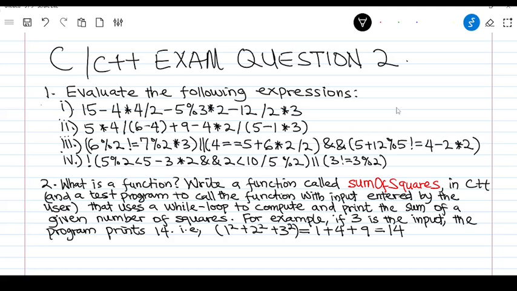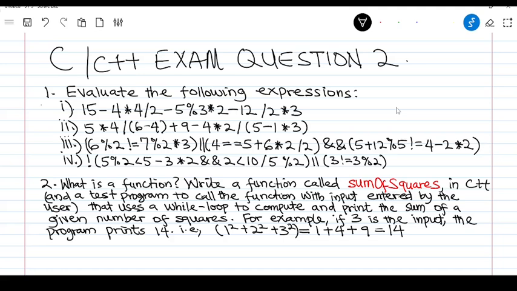Second question is 5 times 4 divided by 6 minus 4 plus 9 minus 4 times 2 divided by 5 minus 1 times 3.